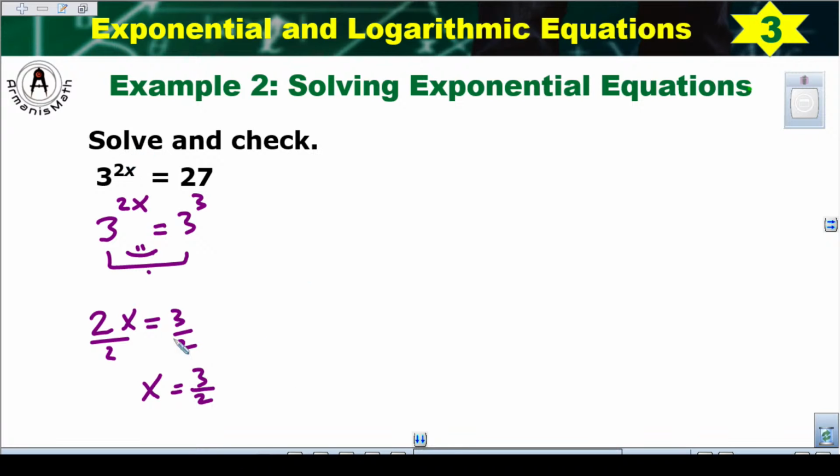Well, plug it in. If I plug in 3 over 2, so 2 times 3 over 2, that's 6 over 2, which gives you 3. So 3 to the third is going to be exactly like 3 to the third. So that should work, okay? But please make sure that you show me work as well, not just mental math.